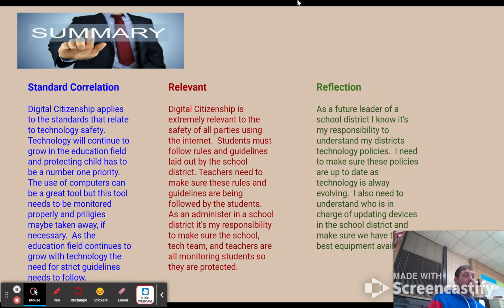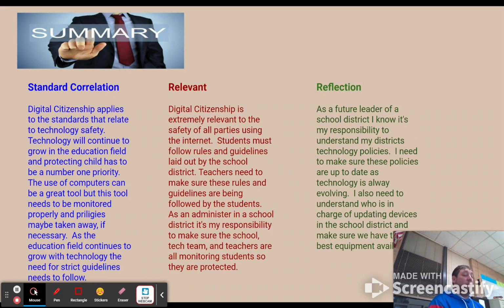Okay, in summary, I have on standard correlation. How does the standard correlate with this lesson? I put digital citizenship applies to the standards that relate to technology safety. Technology will continue to grow in the education field, and protecting children has to be a number one priority.